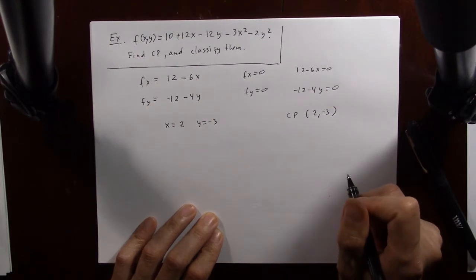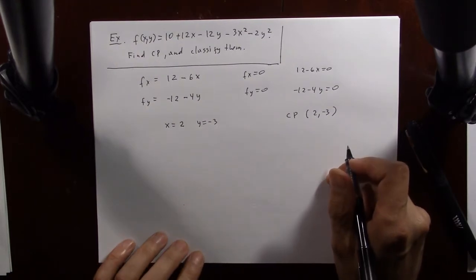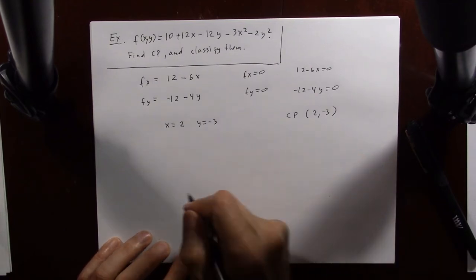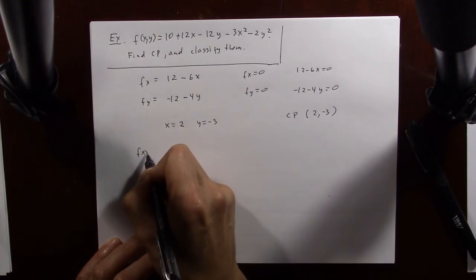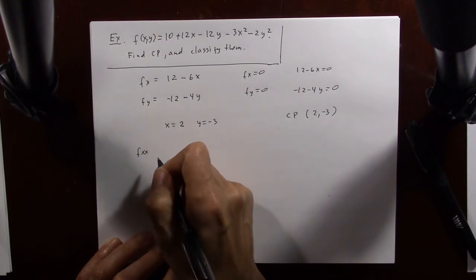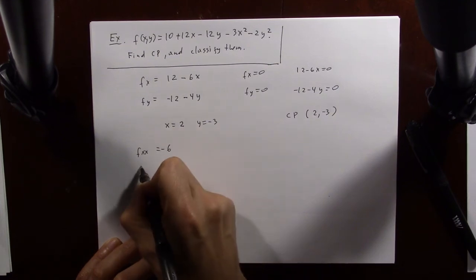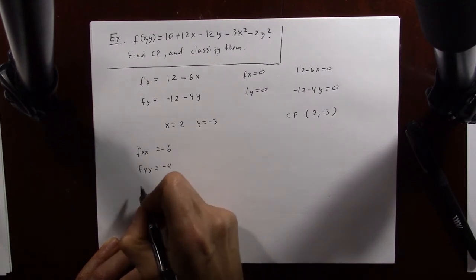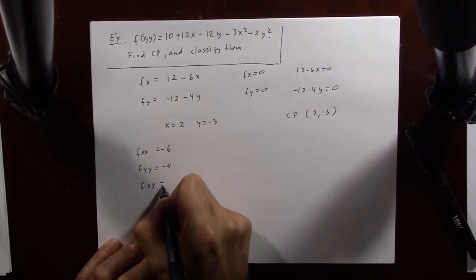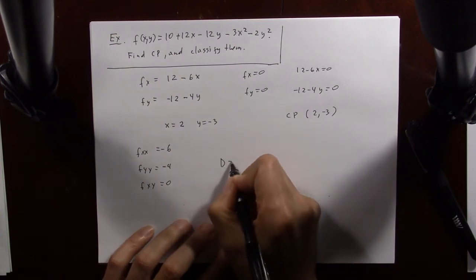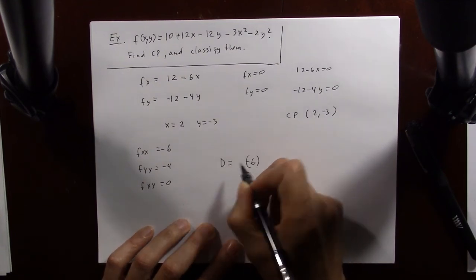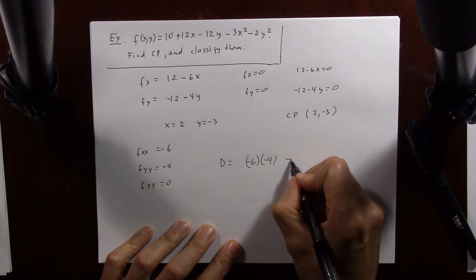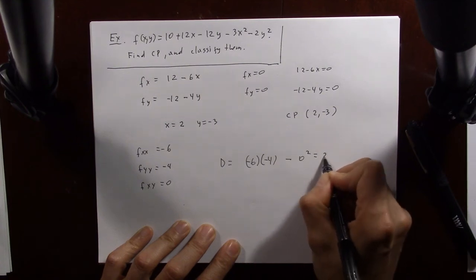Now we want to use the second derivative test to classify the point. So we want to calculate D at the point (2, negative 3). To calculate D, we need to find the second derivatives. Second derivative with respect to x is minus 6. Second derivative with respect to y is minus 4. Derivative with respect to x, y is 0. So D is negative 6 times negative 4 minus 0 squared, so it equals 24.